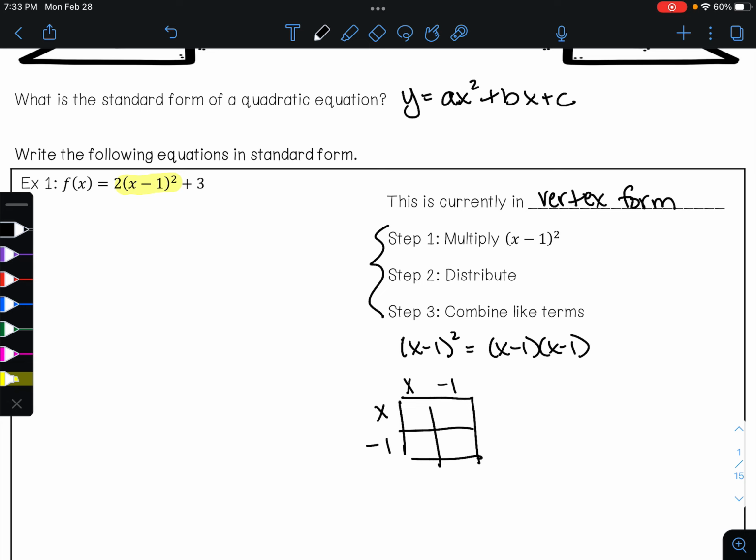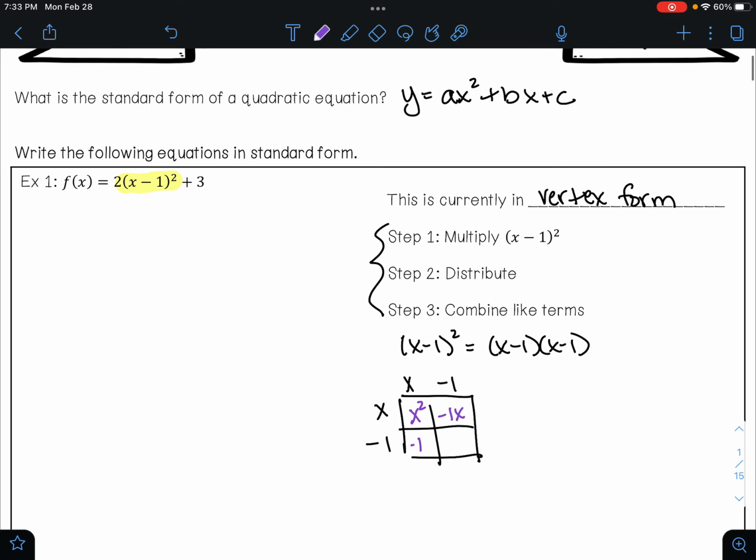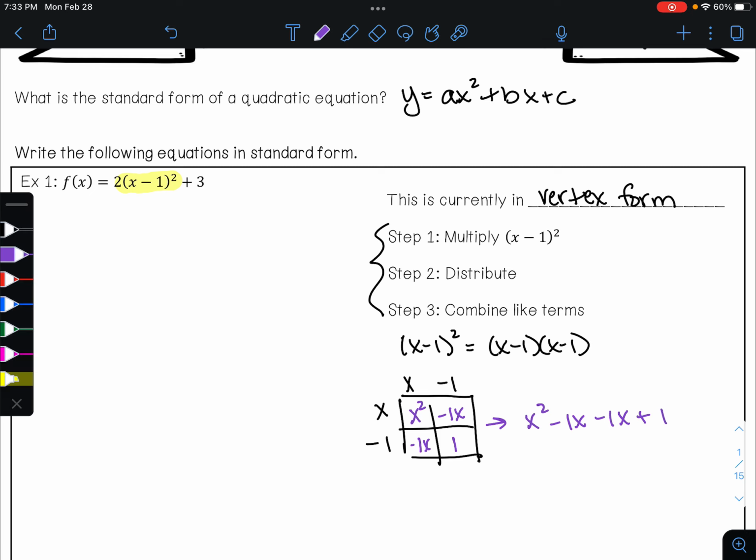From here, I can multiply. X times x is x squared. X times negative 1 is negative 1x. Negative 1 times x is negative 1x. And negative 1 times negative 1 is positive 1. So inside of the area model right now I have x squared minus 1x minus 1x plus 1. So then I can go ahead and simplify this and get x squared, negative 1x minus 1x is negative 2x, plus 1.